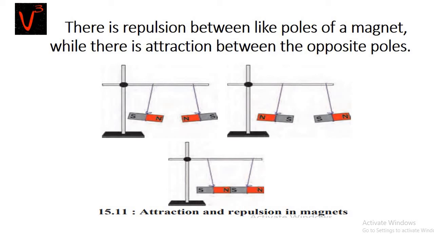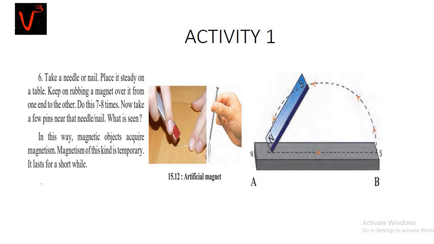This shows that there is a repulsion between like poles. Like poles means north-north poles or south-south poles of two magnets. If brought together, they are going to repel. And if north-south or south-north of two magnets are brought near, then they are surely going to get attracted. So here is an activity given. Try this activity at your home.